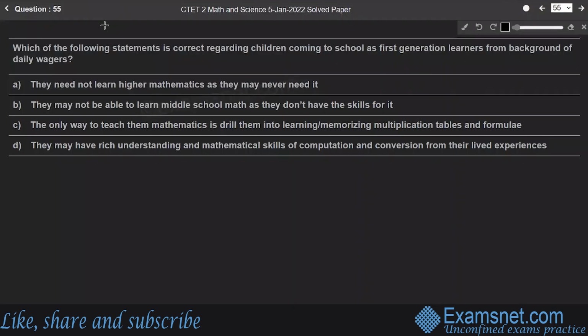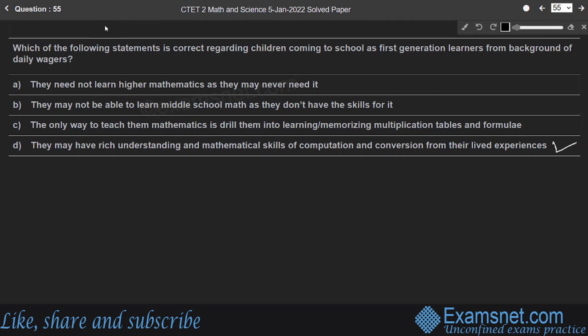Question 55. Which of the following statements is correct regarding children coming to school as first generation learners from a background of daily wages? Option A, they need not learn higher mathematics as they may never need it. Option B, they may not be able to learn middle school math as they don't have the skills for it. Option C, the only way to teach them mathematics is to drill them into learning, memorizing multiplication tables and formulae. D, they may have rich understanding of mathematical skills of computation and conversion from their lived experiences. Here the correct option is option D.